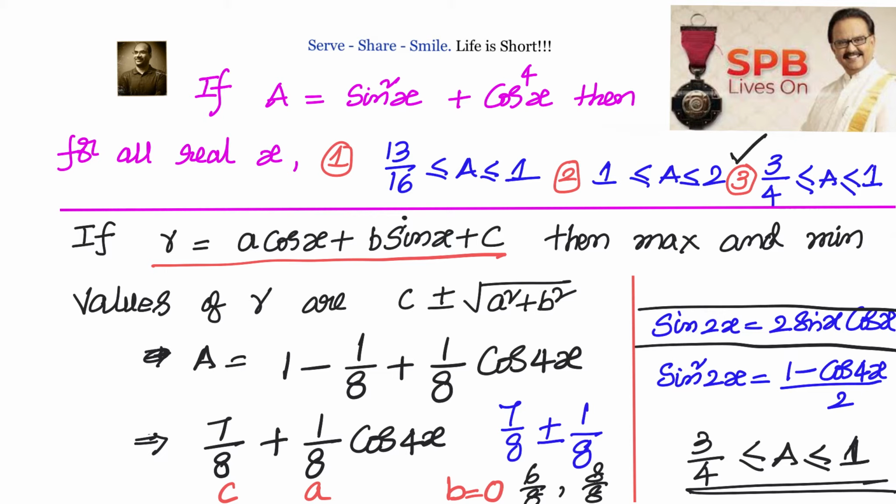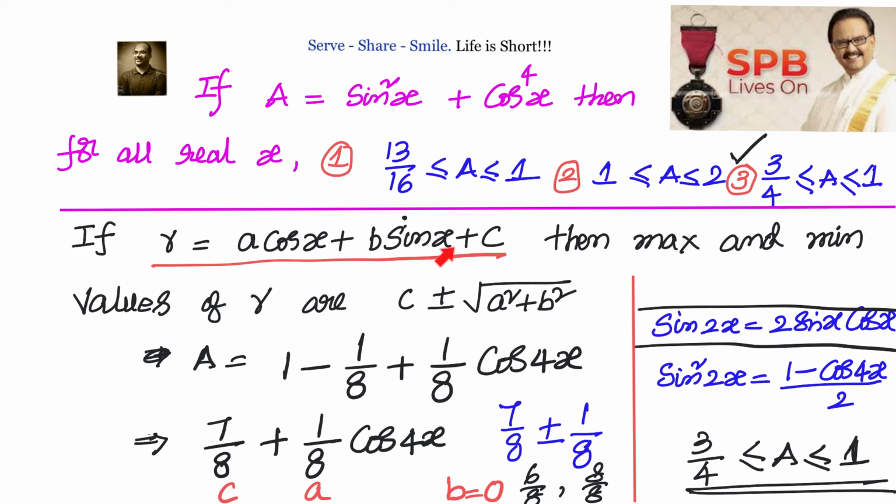Let's have a recap of this problem. If a equals sine square x plus cos to the power 4x, then for all real x, we have to find out which interval a lies in. Now, we know a equals sine square x plus cos to the power 4x, but we have to write it in such a way that we can remove the powers 2 and 4. So we have used trigonometric formulas and we are able to transform that into 7 by 8 plus 1 by 8 cos 4x.